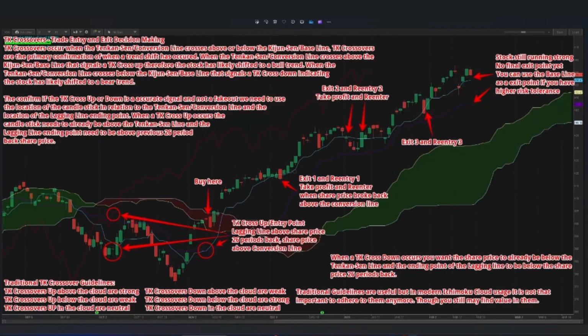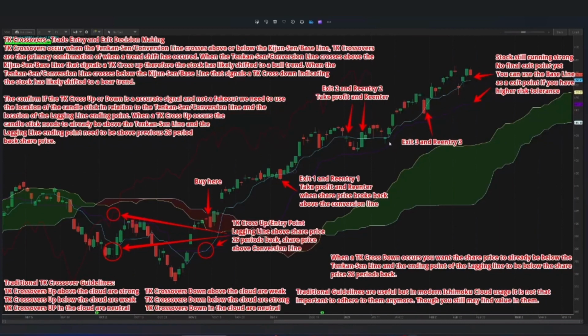So the Tenkan conversion line and the Kijun baseline can both act as profit-taking points and stop losses, and because they are dynamic, they move with your share price, which helps a lot. So you don't lose money basically, and you can take profit at very confirmed levels where the momentum is slowing down, or the momentum is breaking down, breaking beneath support levels or resistance levels if you're shorting the stock.